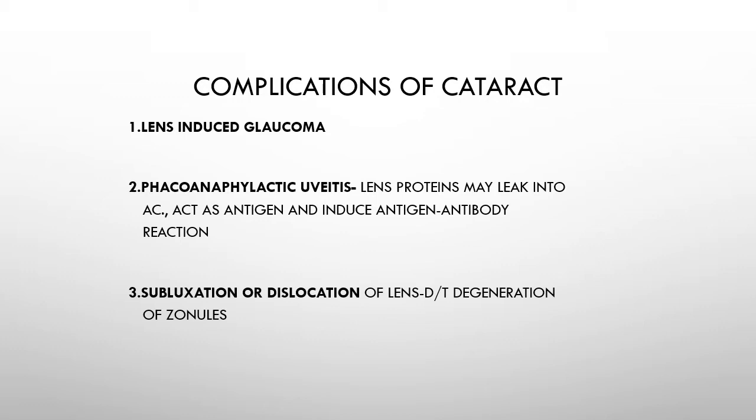Second is the subluxation or dislocation of the lens. In hypermature sclerotic cataract, there is disintegration of the zonules and the zonular support is gone. So the lens may subluxate or dislocate from its normal anatomical position.